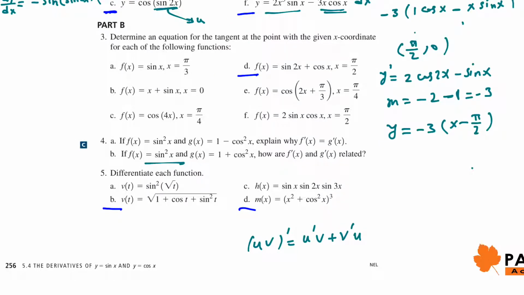Next question. Question 4, part B. If f of x equals sine squared of x and g of x equals 1 plus cosine squared of x, how are f prime of x and g prime of x related?